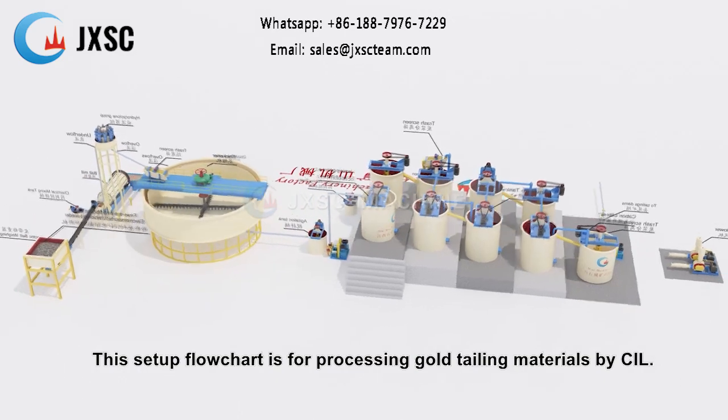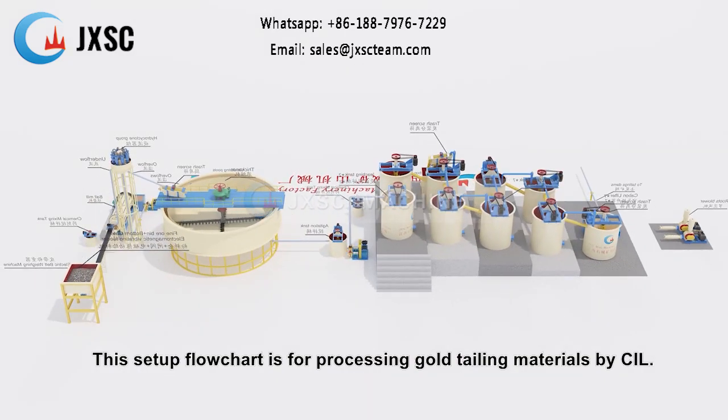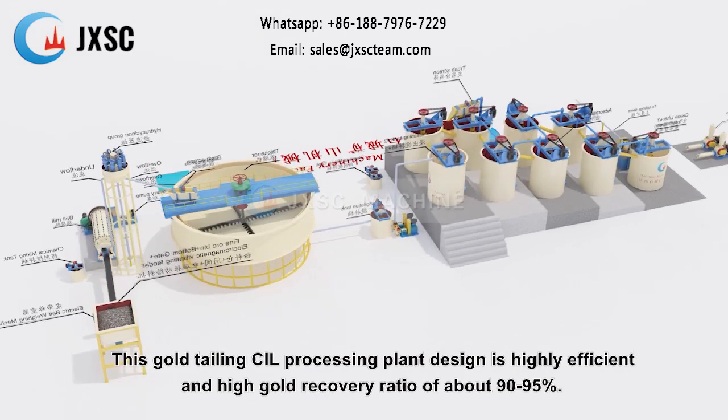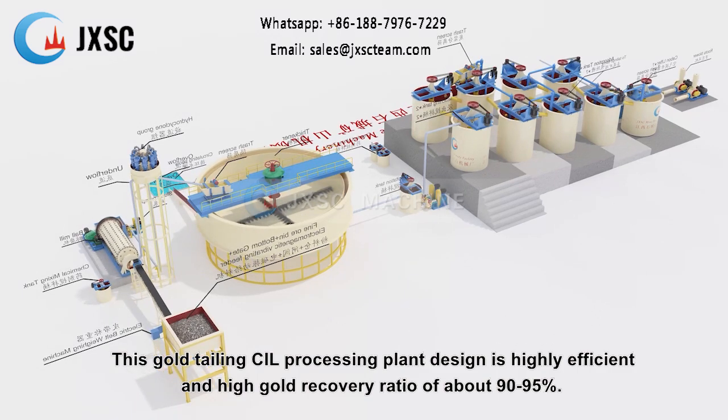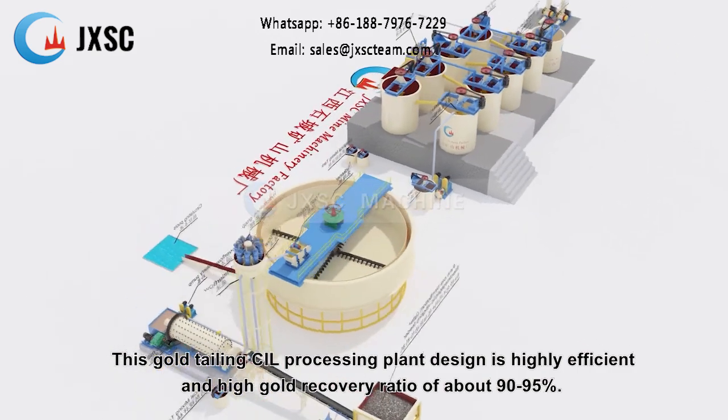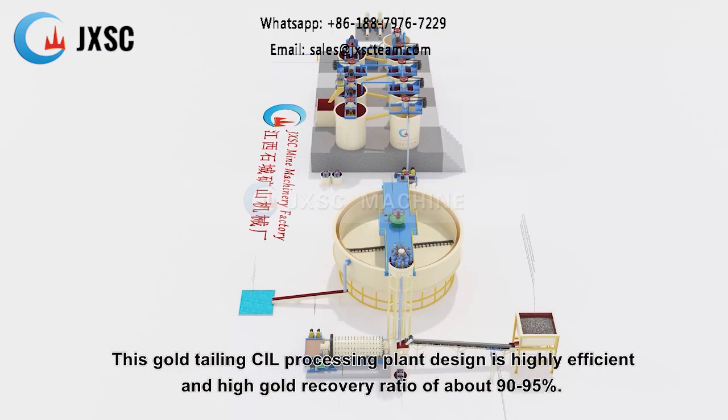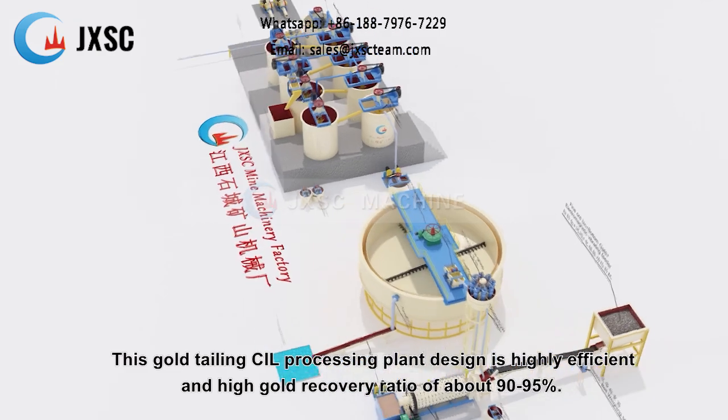This setup flowchart is for processing gold tailing materials by CIL. This gold tailing CIL processing plant design is highly efficient, with a high gold recovery ratio of about 90 to 95%.